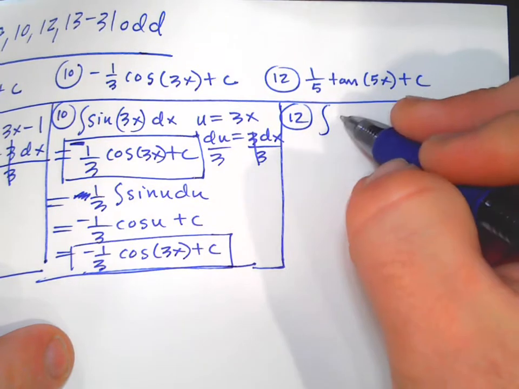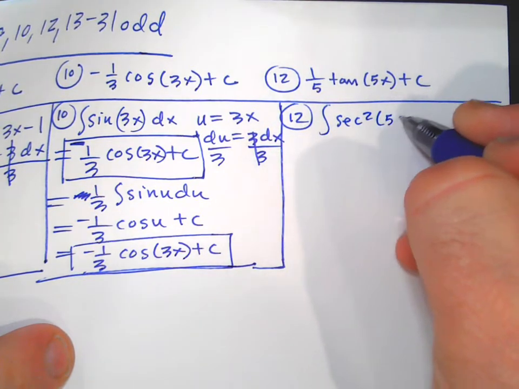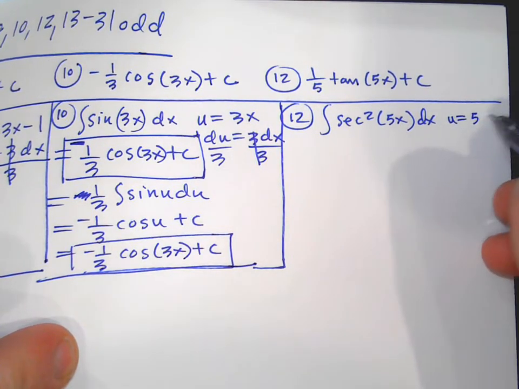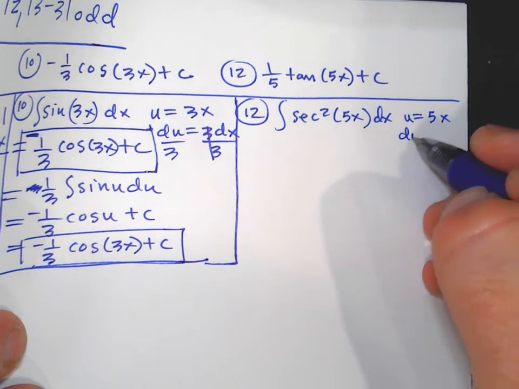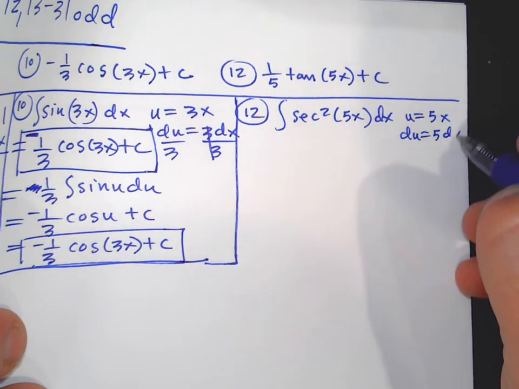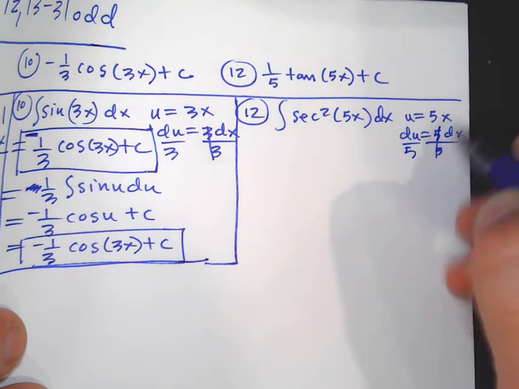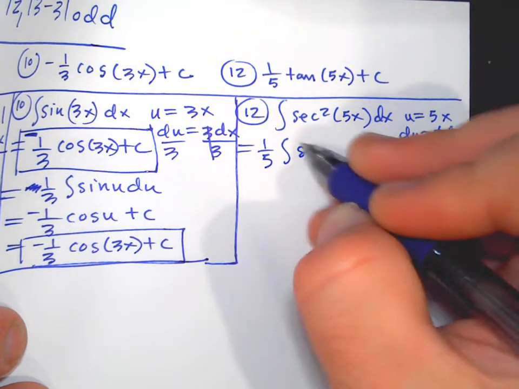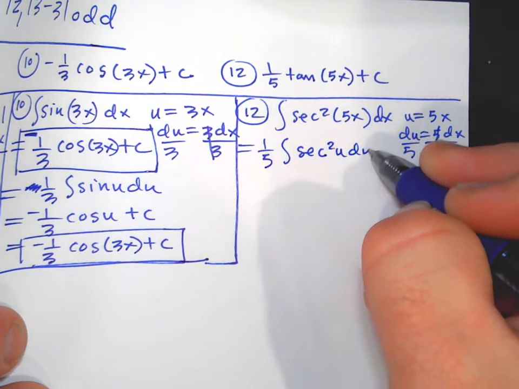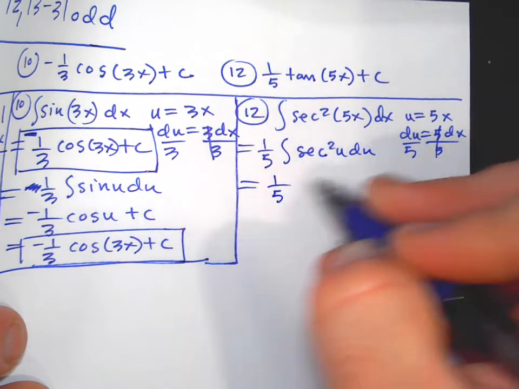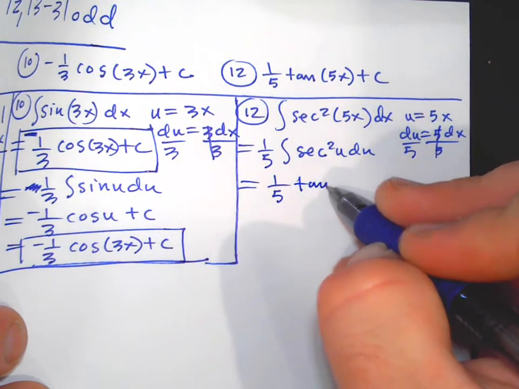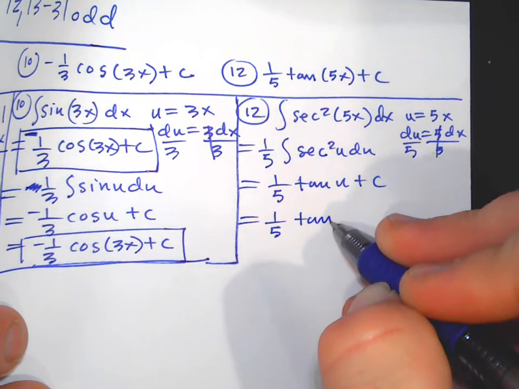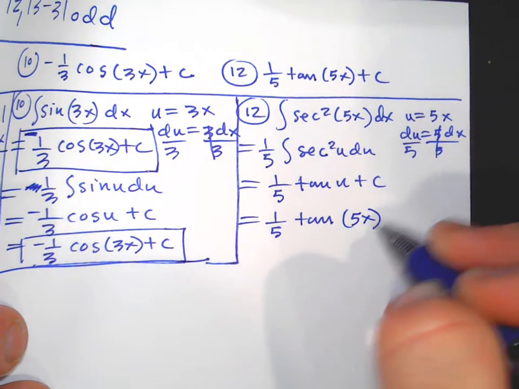12 is going to be secant squared 5x. Again, the extra 5 is going to pop out. But we could do u-substitution. u equals 5x, du equals 5 dx. Don't want the 5. So this is going to be 1/3, I'm sorry, 1/5 secant squared u du. Secant squared is the derivative of tangent. So we're going to rewrite it back in terms of the original variable. 1/5 tangent of 5x plus c.